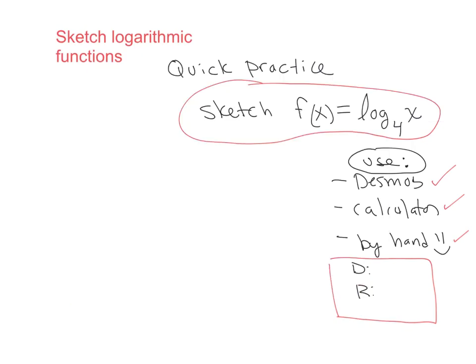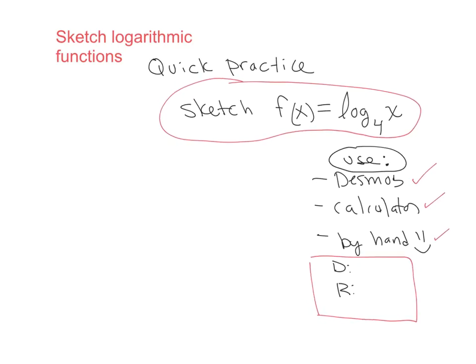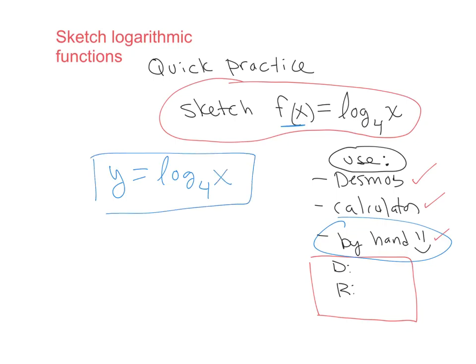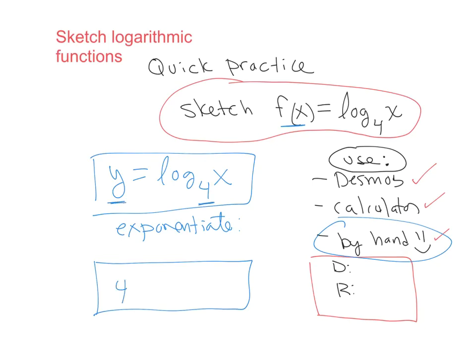Okay, so final frontier. By hand. That's everybody's favorite, right? So the thing is, when you say f of x equals log base 4 of x, that really means y equals log base 4 of x. And we know that it's perfectly legal to exponentiate and rewrite this as an exponential equation. And what would that be? That would be 4 to the y equals x. Now, if you haven't gotten comfortable with that rule or that process yet, it'll come in time. But it's 4 to the y equals x.